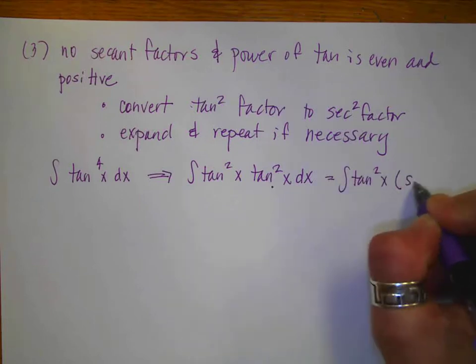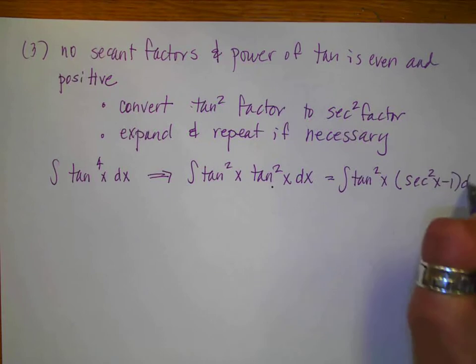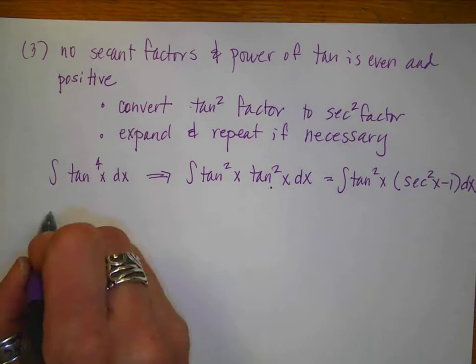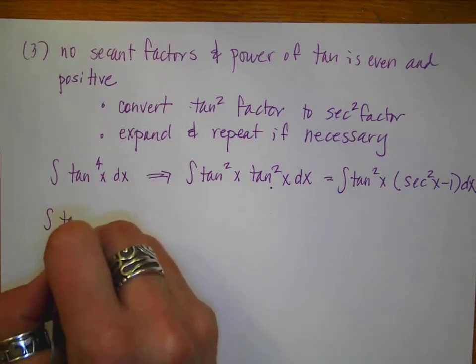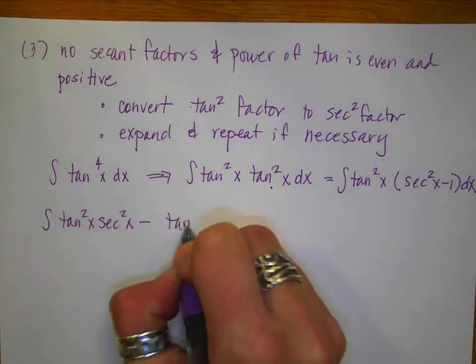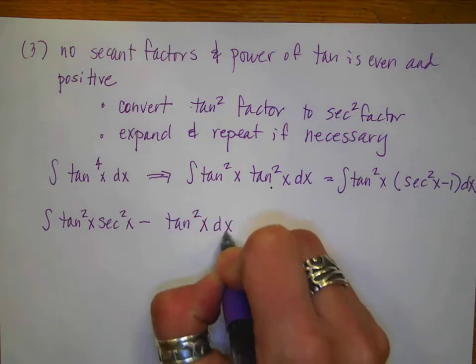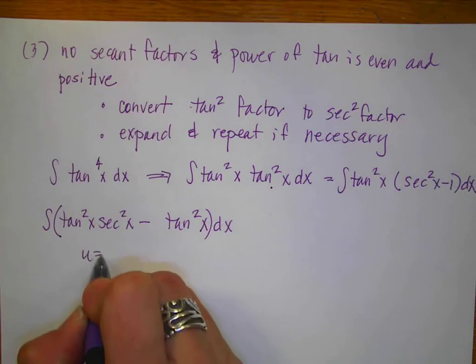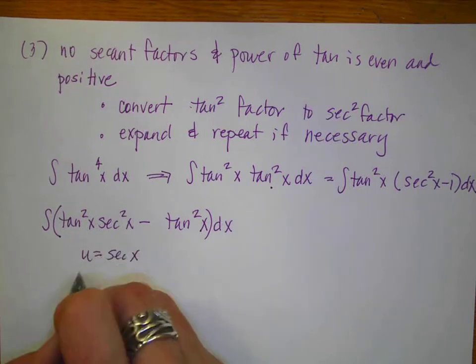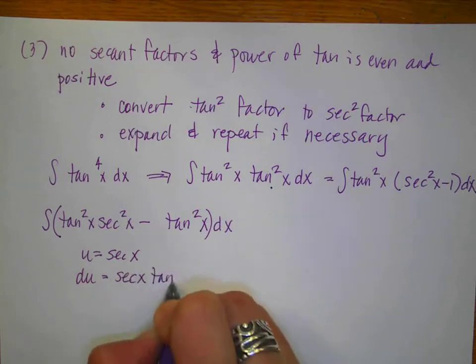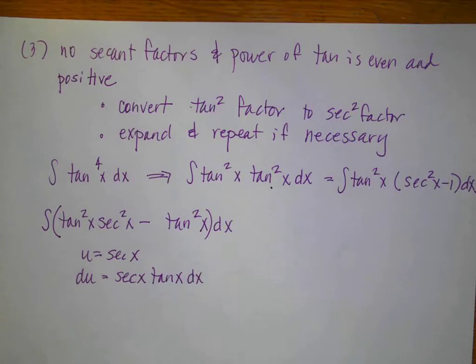So this is going to equal tangent squared x times secant squared x minus 1 dx. Alrighty, and then I'm going to distribute. So this is the integral of tangent squared x secant squared x minus tangent squared x dx. Okay. So I'm going to let my u equal the secant of x. So my du is going to be the secant of x tangent of x dx.